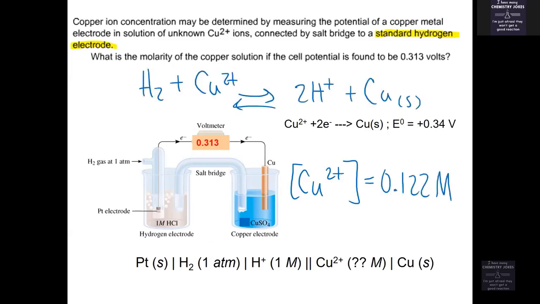You can actually confirm and verify that this is at least in the right ballpark, as in less than 1, because your measured voltage is less than your reduction potential would be. So it means equilibrium is favoring the reactant side, which tells me my copper concentration has to have been less than 1 molar. The Nernst equation. You'll like it.